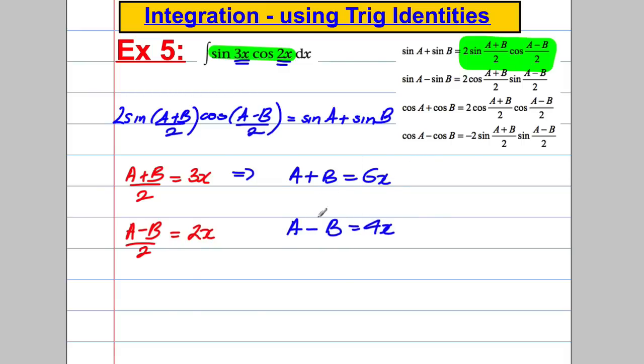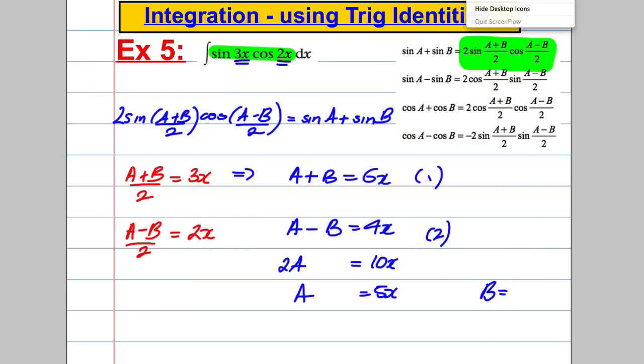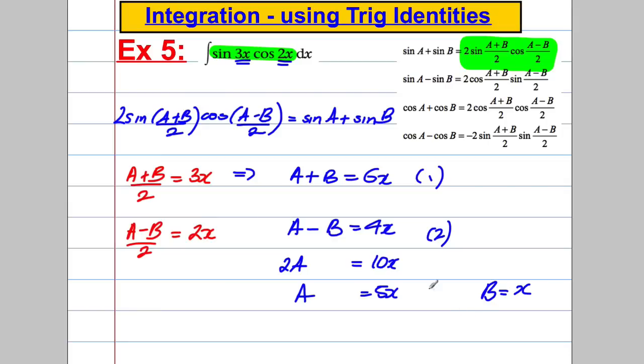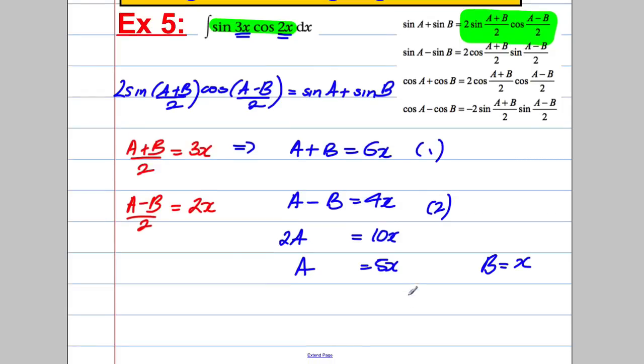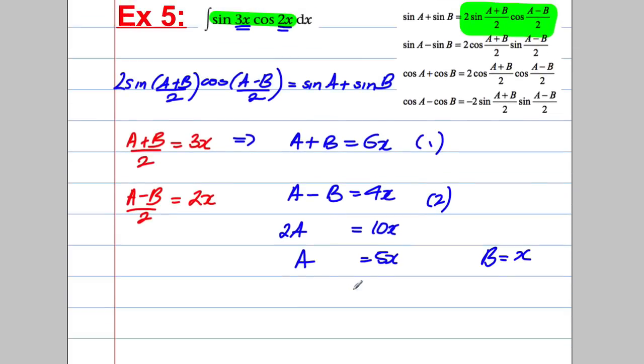You've got two simultaneous equations. If you added them together, so if you added 1 and 2, you would get that 2a must be equal to 10x, so a must be equal to 5x. And if a is equal to 5x, I think it's pretty obvious that b would be equal to x, would do the trick for you, because then a plus b would be 6x and a take away b would be 4x.